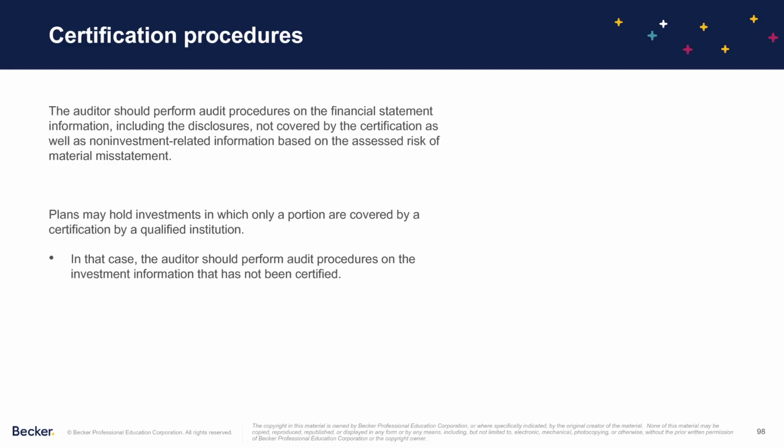In that scenario, any items that are not certified, we must perform full audit procedures on that investment information, which is why in step 1, we need to identify which investment information is certified, because not always is all of the investments covered by the certification. So that's always step 1. And then if it's only a portion, we need to do full procedures on the remaining.